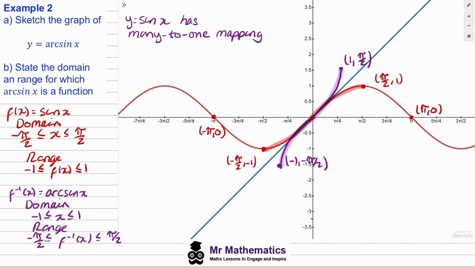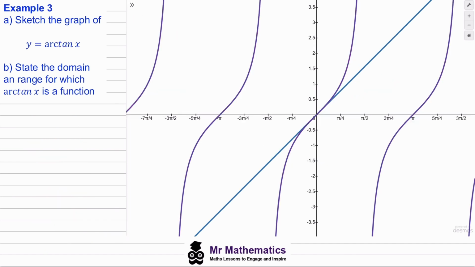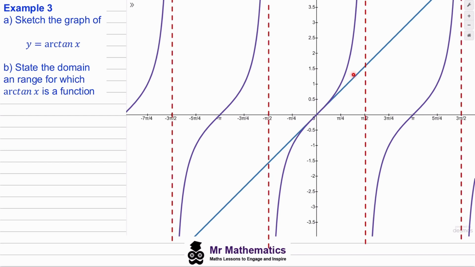In example 3, we're going to look at arctan of x. The purple curves represent the function y equals tan of x, which, as you can see, repeats every π and has vertical asymptotes where the function becomes undefined, like at plus or minus π/2 and plus or minus 3π/2.